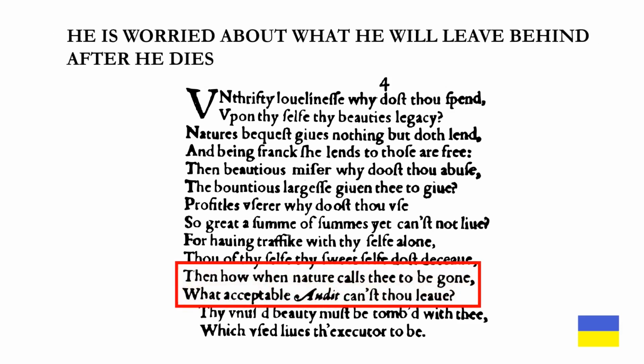In the last 2 lines of the final quatrain, he is worried about what he will leave behind after he dies. When nature calls thee to be gone is absolutely describing when you die. What acceptable audit canst thou leave? What legacy will you leave to your heirs?